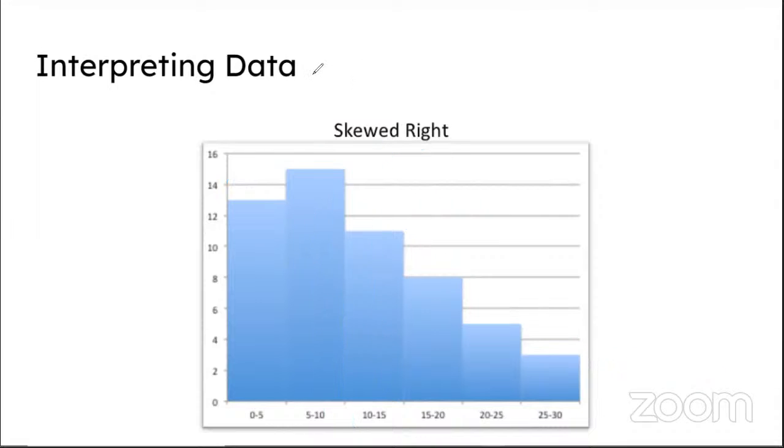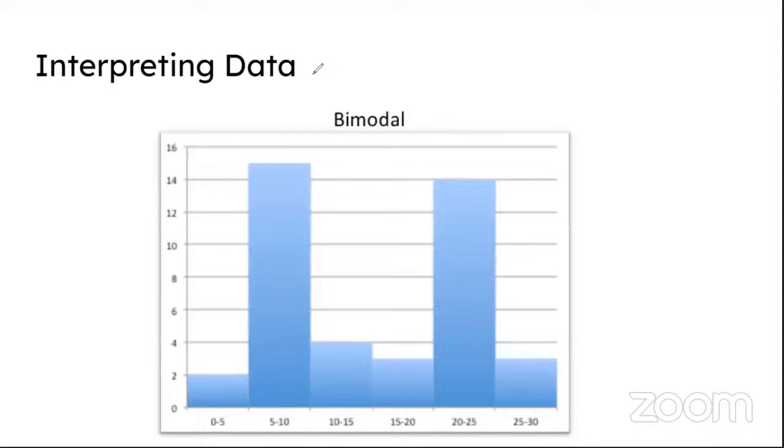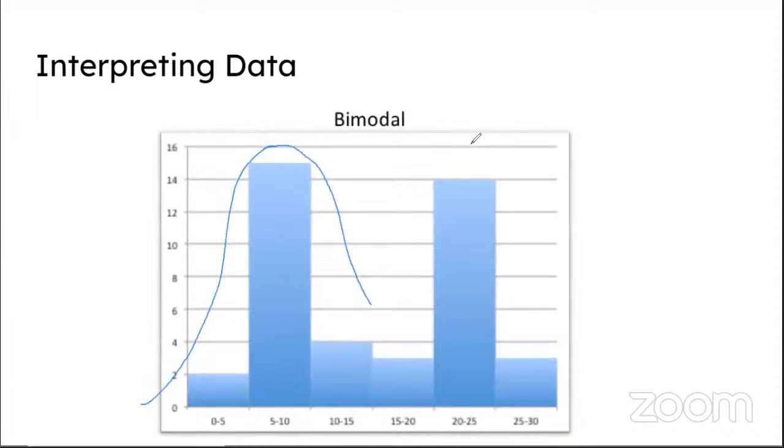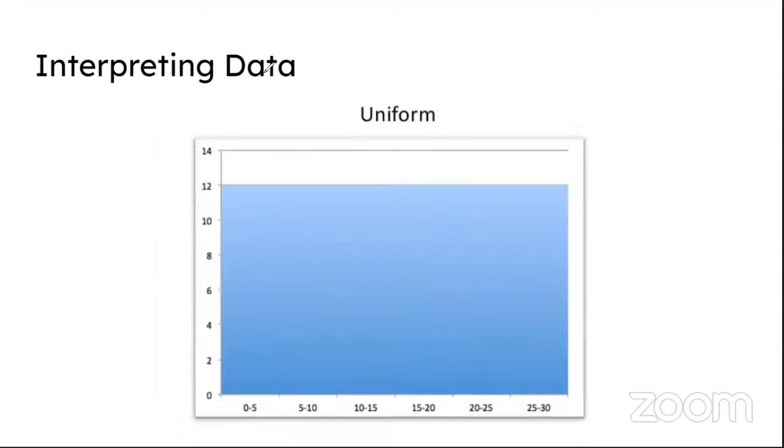There's also something called a bimodal. A bimodal is going to look like it has two peaks in it, like a camel's back, right? Then you're going to have uniform, and uniform is, as you can see, all of the information is at the same amount. It's all at 12. It's uniform, same data throughout.